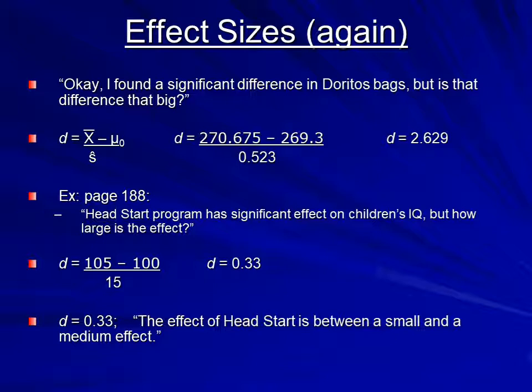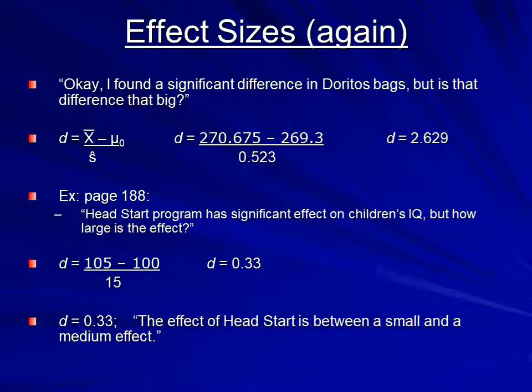So let's talk about this Doritos thing. What do we do? We take our claimed population average, subtract it from the sample average we got, and then we divide by this s-hat. And what do we get? We get an effect size of 2.692. And you're like, whoa, okay. If you remember from the previous slide, 2.692 is very, very large compared to the 0.2, 0.5, 0.8. So this would say that there's a large effect of the difference between these two averages.